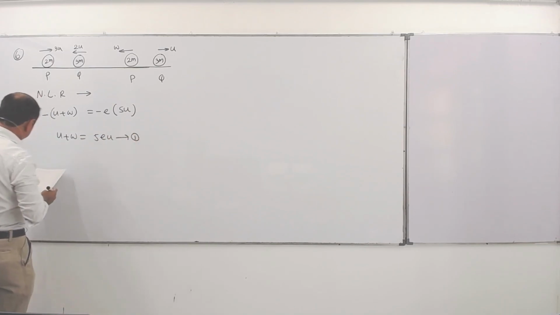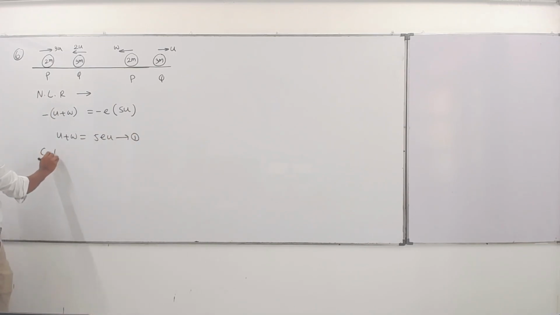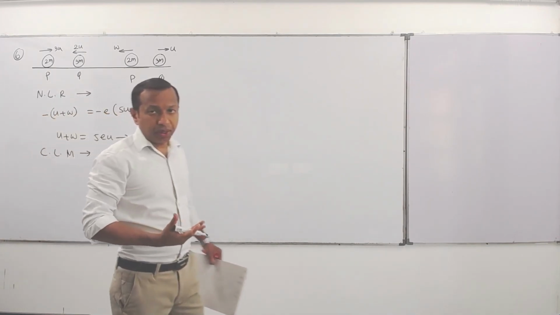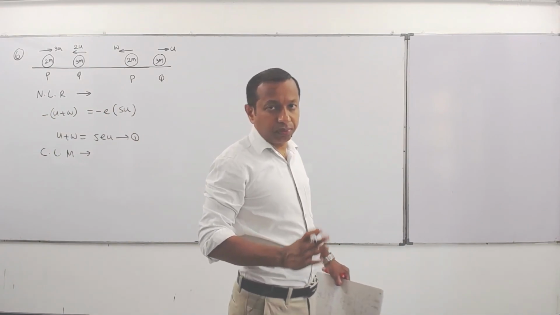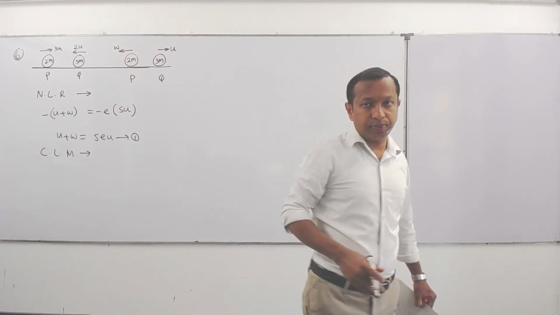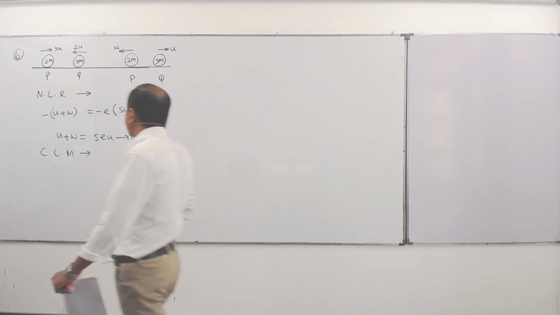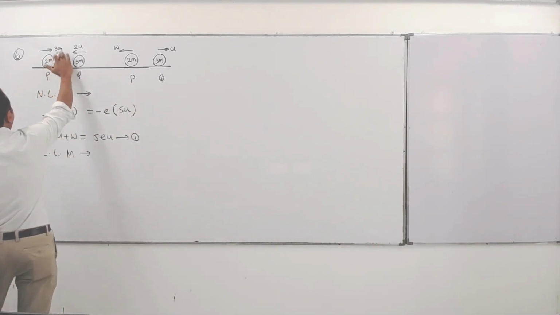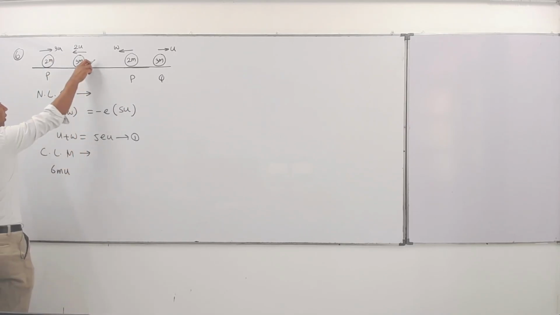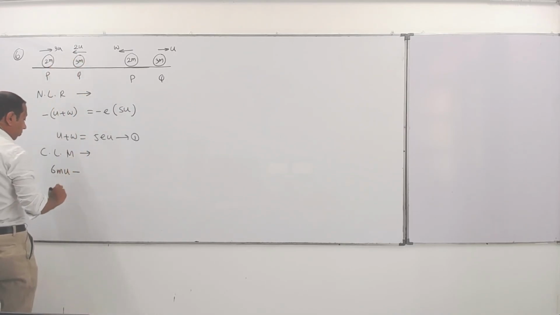Number 1. Now we apply secondly conservation of linear momentum rightward. Just before impact, total momentum is equal to the total momentum just after impact in the rightward direction. Right. So here 2m and 3u we have to multiply, 6mu, but this is leftward, therefore minus 6mu.